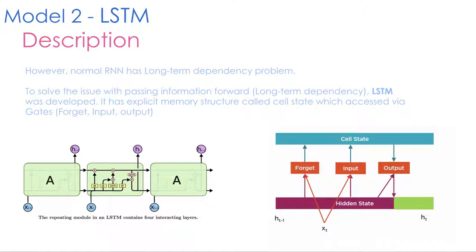The drawback of a regular RNN is that it has a long-term dependency problem. So LSTM was developed. LSTM has an explicit memory structure called the cell state that is accessed via gates, like the forget gate, input gate, and output gate. These gates determine what data should be forgotten and what should be passed on to the output based on the input and previous state.